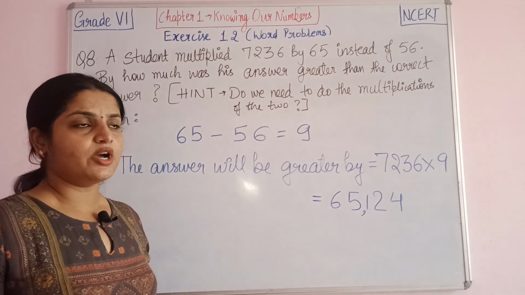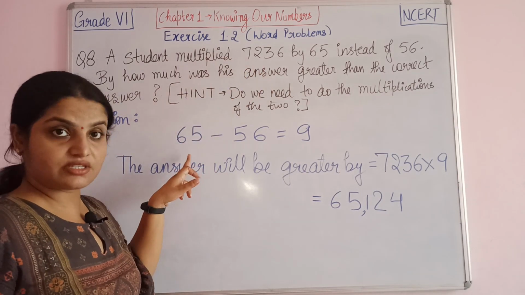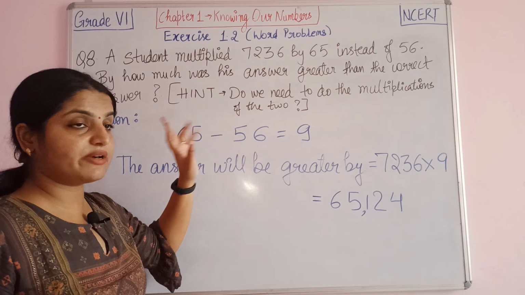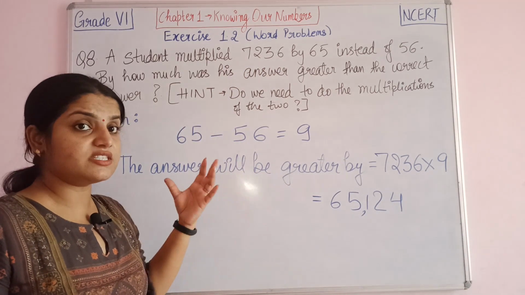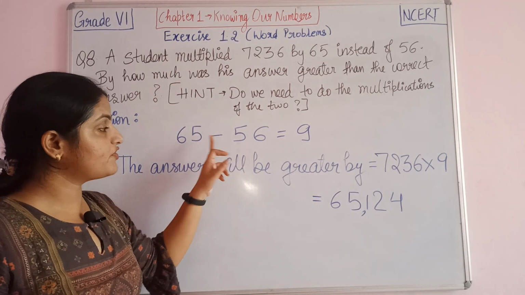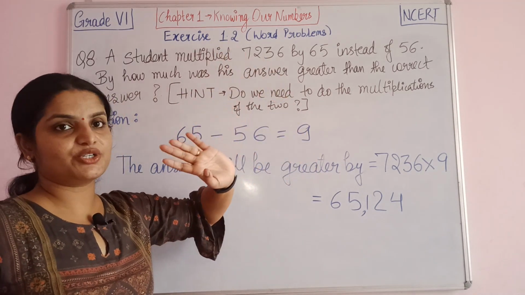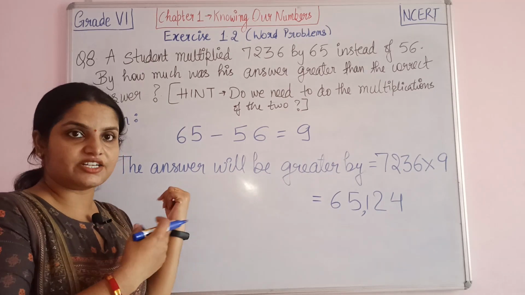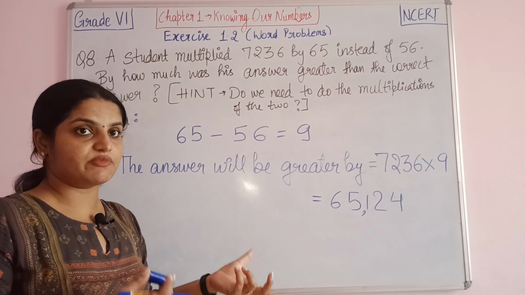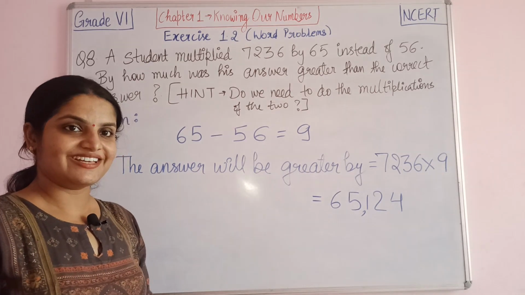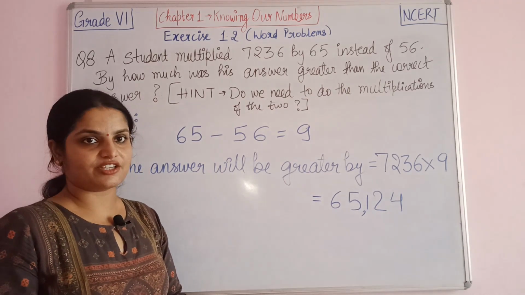We need not do the multiplication of that number with 65 and the multiplication of this number by 56 and then find their difference. Instead, we will find the difference between these two, and whatever the difference is, we will multiply it with this number to get the difference after the multiplication. It is the same. I hope it's clear. Let's move on to the next question.